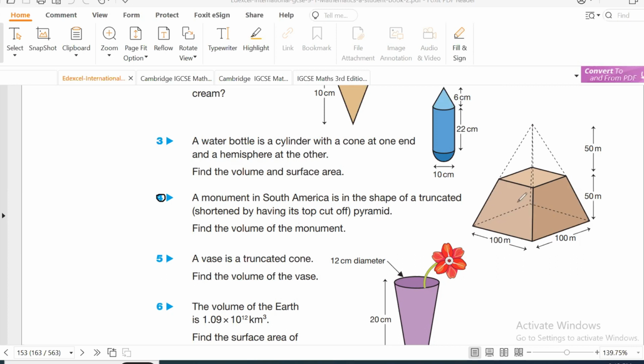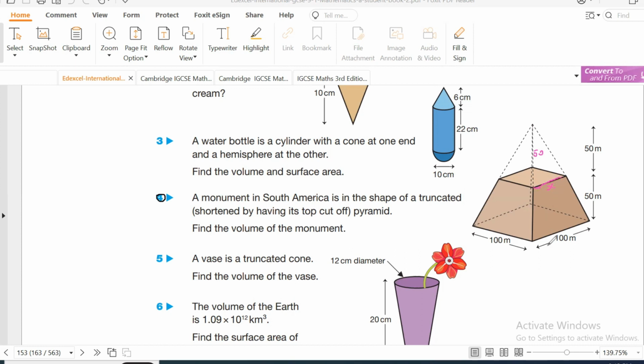So for that, we will first find the volume of the total. The total height is 100, 50 plus 50. But remember that the height of the smaller upper part is 50 and the height down here is also 50. So anyway, we are looking at this part. This length is what? Let's suppose this length is X.